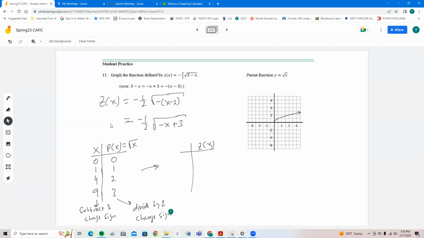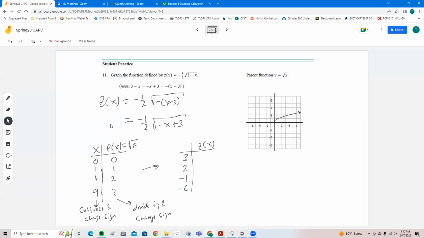Okay, so our x values: 0 minus 3 is -3. Change the sign, you get +3. 1 minus 3 is -2. Change the sign, you get +2. 4 minus 3 is +1. Change the sign, you get -1. 9 minus 3 is +6. Change the sign, you get -6.